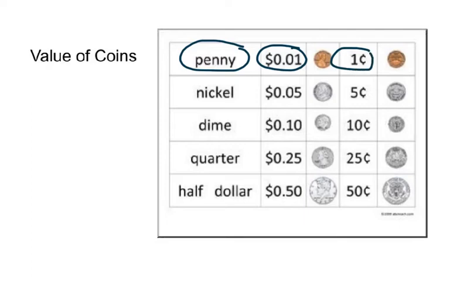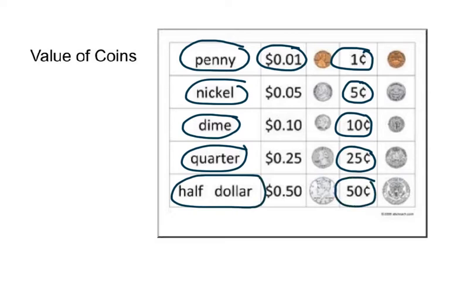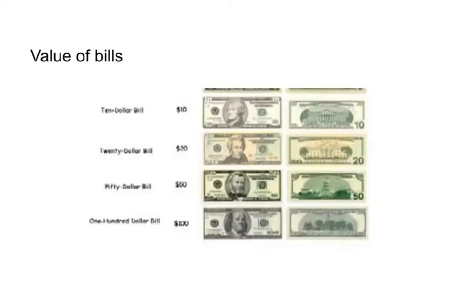So, the value of coins, like I said, this is probably a big review for you. A penny's worth 1 cent. A nickel, 5 cents, a dime, 10 cents, a quarter, 25 cents, and a $50 coin, something that we don't see much, but it's worth 50 cents. So these are the values of the coins, which you probably already knew.